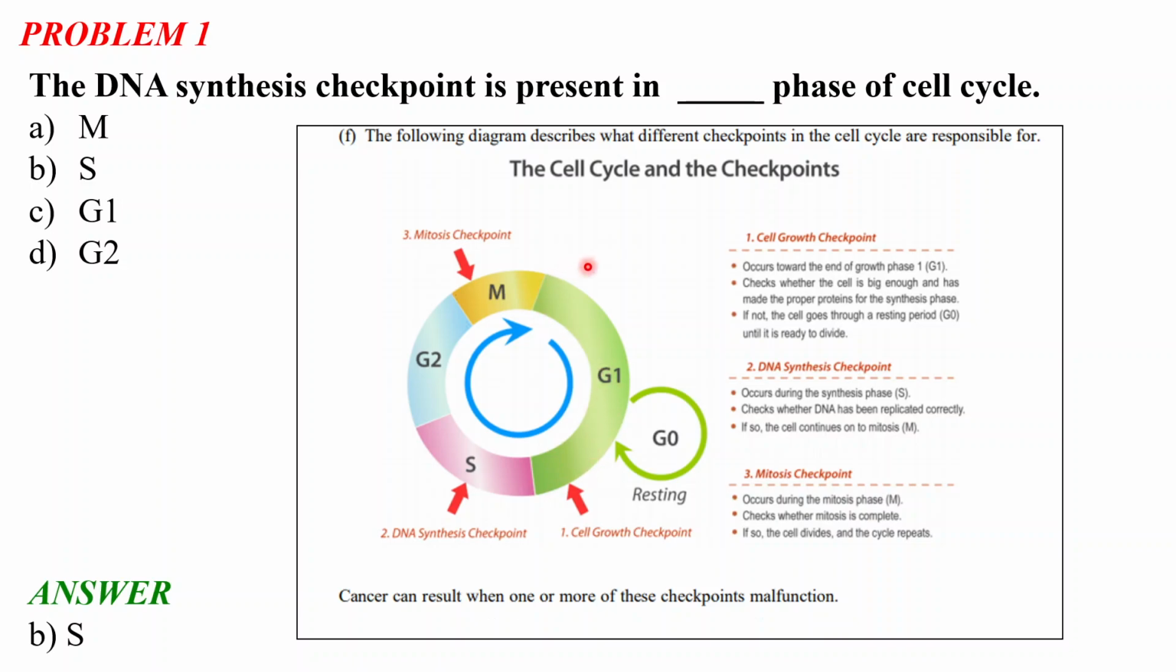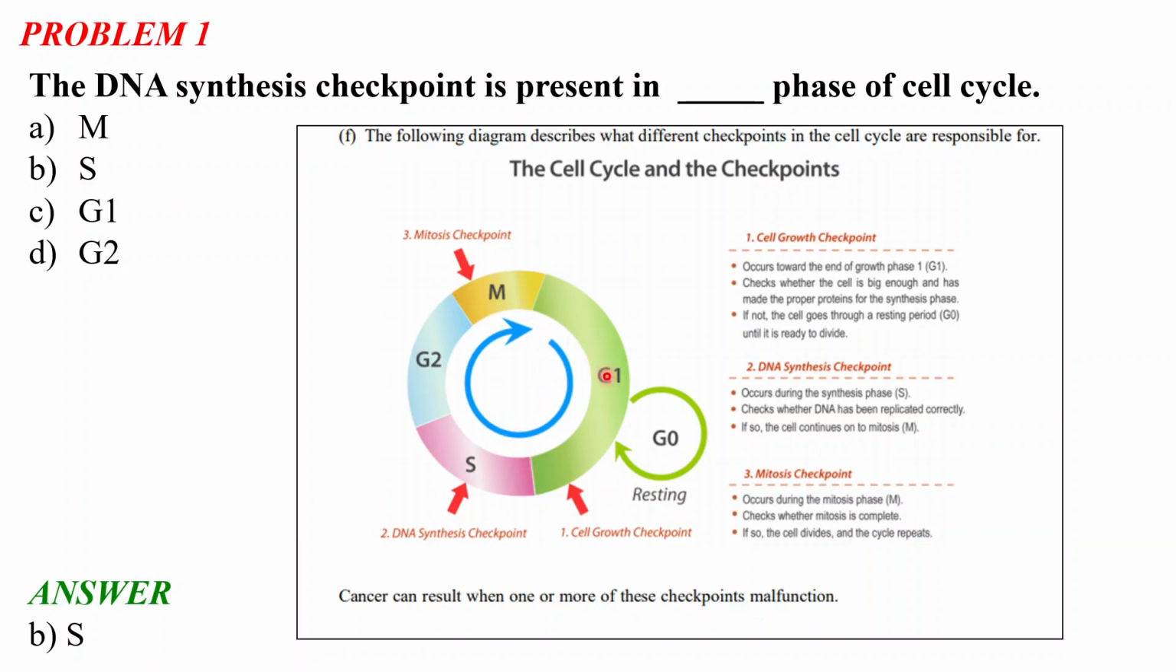Here there is a checkpoint which is called the cell growth checkpoint. It occurs toward the end of this growth phase. What it does is check whether the cell is big enough and has made the proper proteins for the synthesis phase. And if not, then the cell will go to the resting phase, which is called G0, until it is ready to divide.